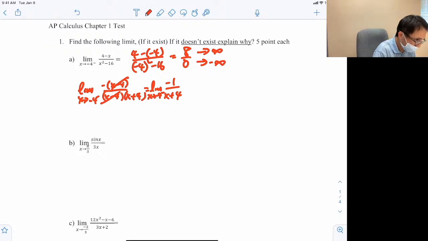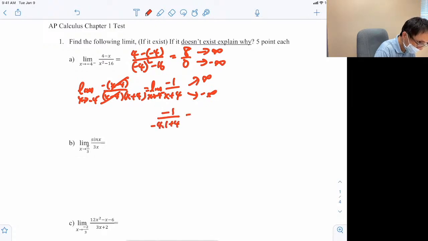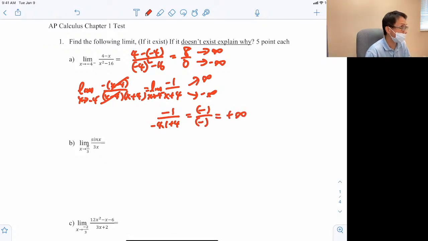Okay. So now if I plug in -4, I'm gonna get number over 0. So it's either positive infinity or negative infinity again. So therefore I need to plug in -4 from the left. So -4.1 plus 4 is equal to negative over negative, equal to positive infinity. And the answer is positive infinity.